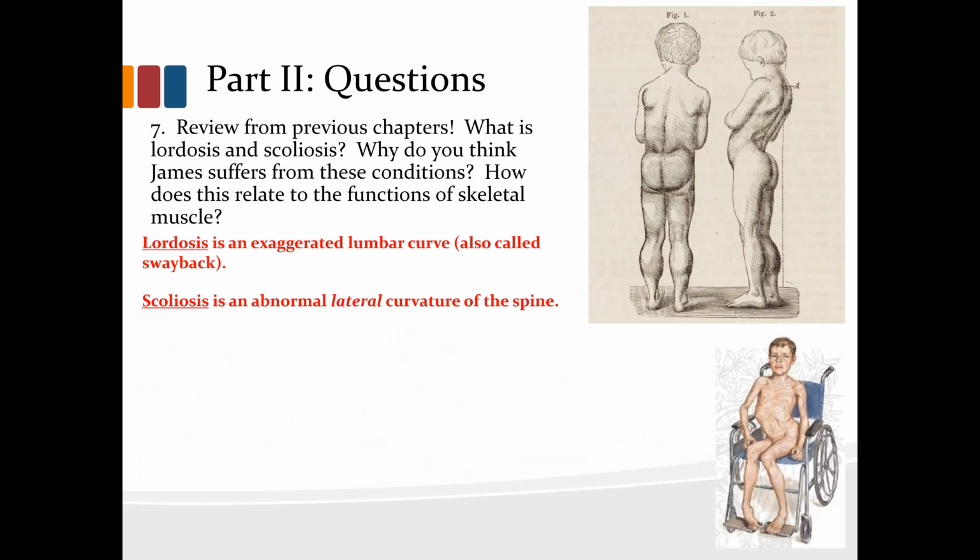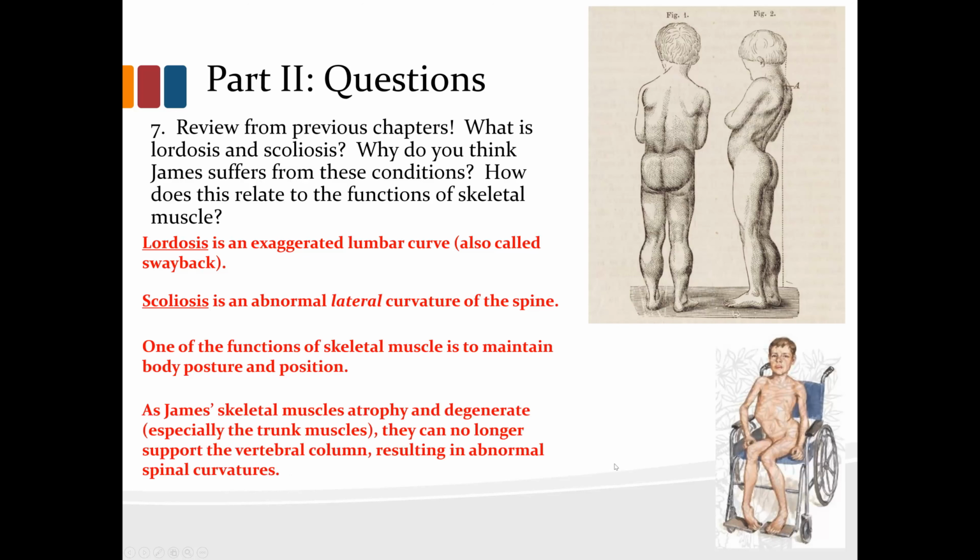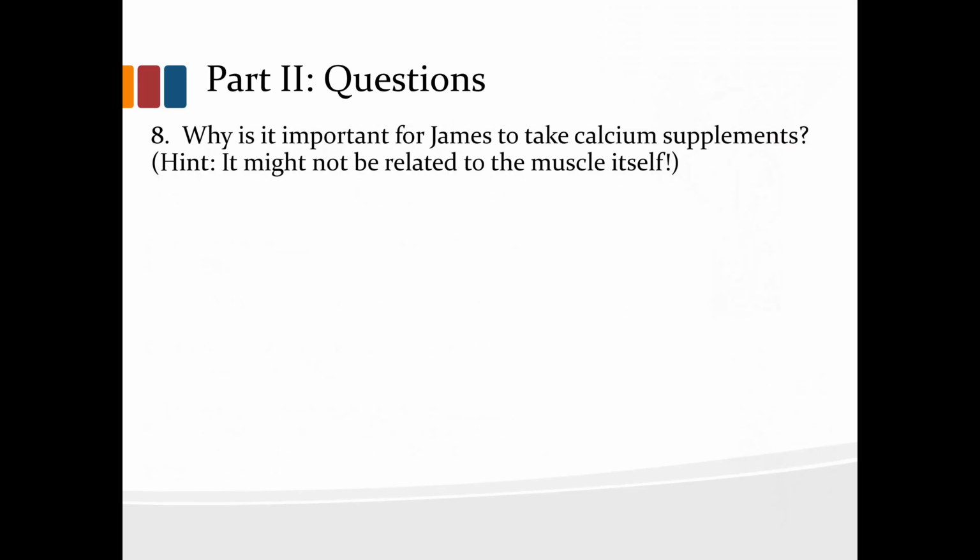And then scoliosis is an abnormal lateral curvature of the spine. As the patient becomes older and wheelchair bound, you can actually start to see the spine curving left to right like it's not supposed to. So, lateral curvature. One of the functions of skeletal muscle is to maintain body posture and position. So as James's skeletal muscles atrophy and degenerate, especially the muscles in the trunk, they can no longer support the vertebral column, and this results in abnormal spinal curvatures, and they end up with both lordosis and scoliosis.